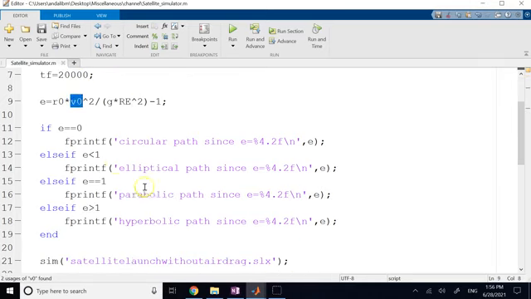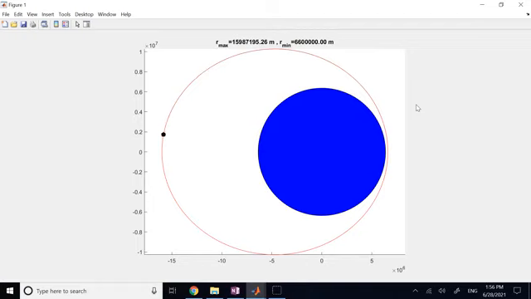This is my eccentricity. Based on what's calculated for eccentricity, I will tell you what kind of path I have. I run my Simulink file, and then I plot the Earth for reference. I plot the orbit of the satellite and animate its motion as well. I also show you Rmin and Rmax on the orbit. Here, the blue circle is the Earth, the red is the path, and the black one is the satellite. Clearly you see it is an ellipse.